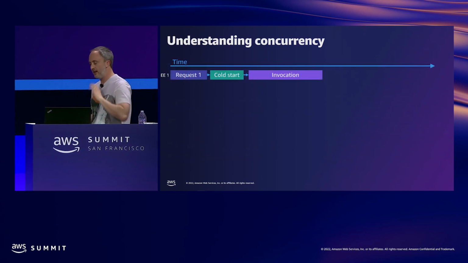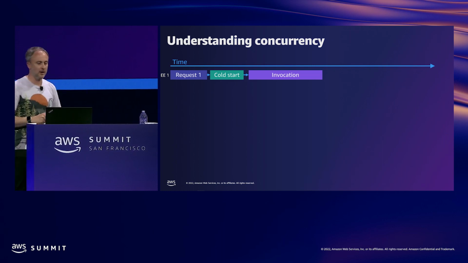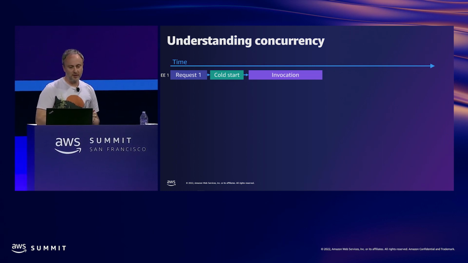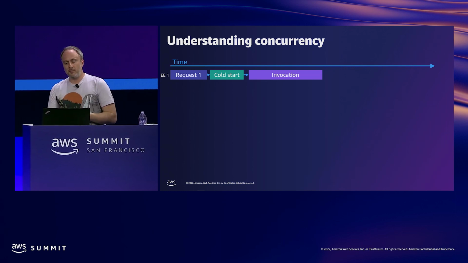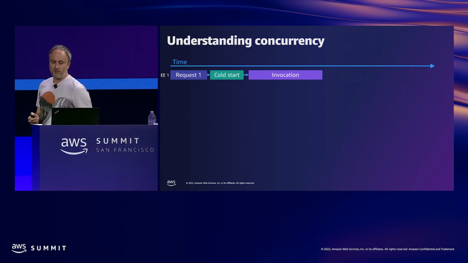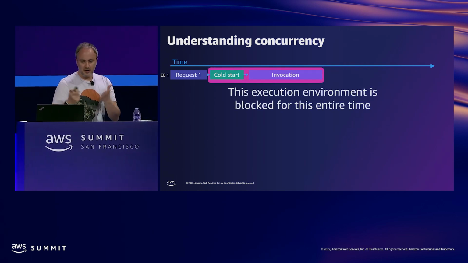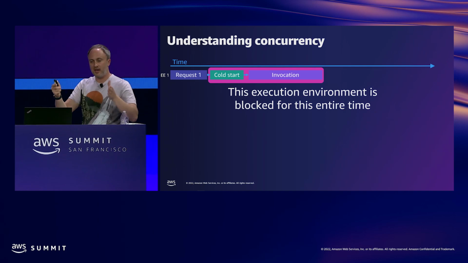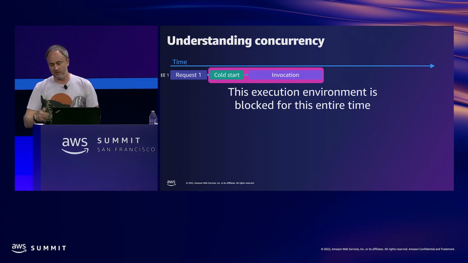So this is what it looks like. Let's say I have a brand new function or a function that hasn't been invoked for a long time, and I get a request to invoke that function. It goes through that init cold start phase that we looked at before, and then finally it can invoke my function code, right? This is where my execution environment is, and this is blocked until the invocation has finished. Nothing else can run in this until it's finished running my invocation.